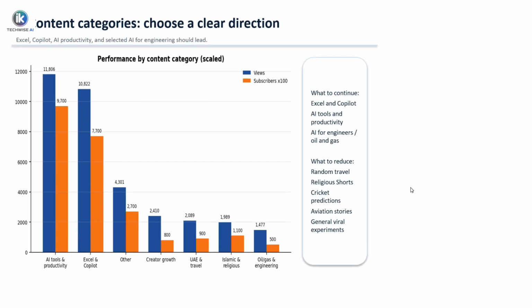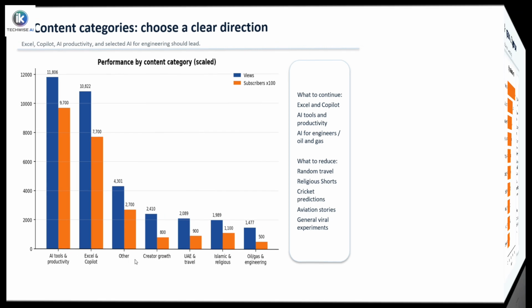The content strategy analysis gives a clearer direction. AI tools and productivity produce the highest views and subscribers. Excel and Copilot also perform very strongly and had the best practical audience value. AI for oil and gas has a lower volume but good click-through ratio. So it becomes a unique positioning area because it connects AI with professional engineering experience.